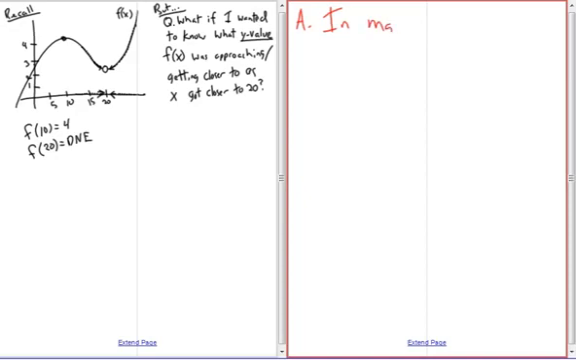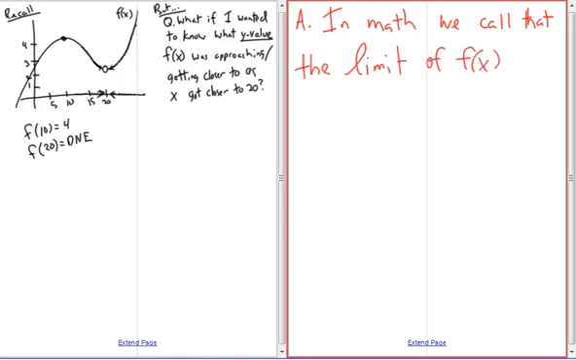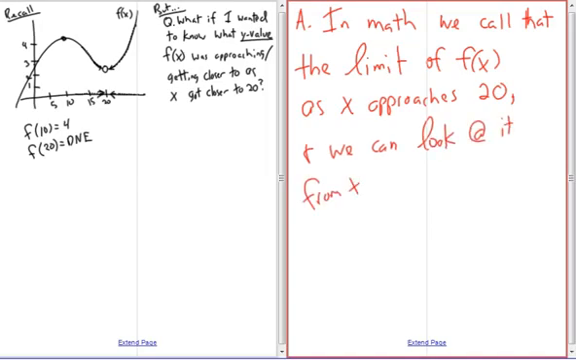All right. Well, in math, we have a special notation. We call that the limit of f of x as x approaches 20. We actually have a technical name for that. And we can look at this in two ways. We can look at it from the left and from the right. If we look at it from the right, we think of that as from the positive direction, so to speak. If we look at it from the left, it's the negative, even though in this case it would still be positive values, but positive is on the right-hand side, negative is on the left.